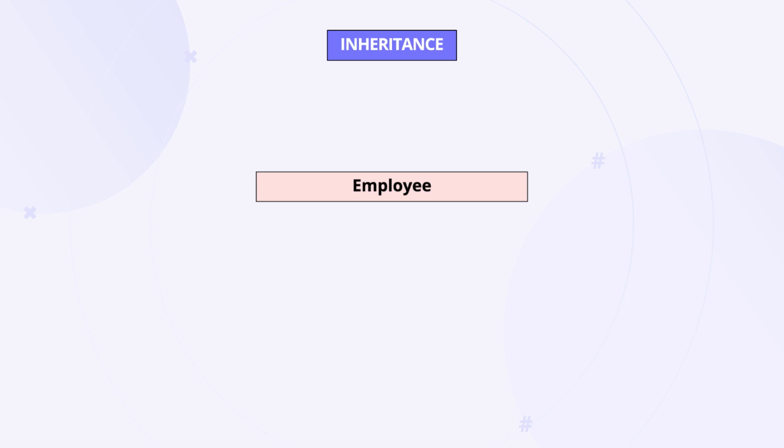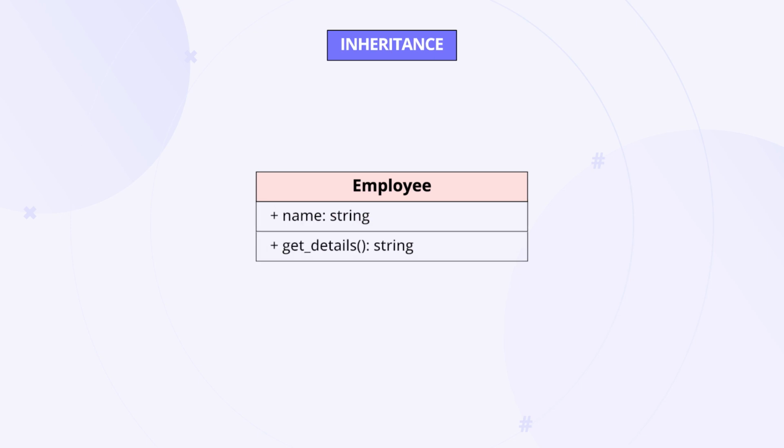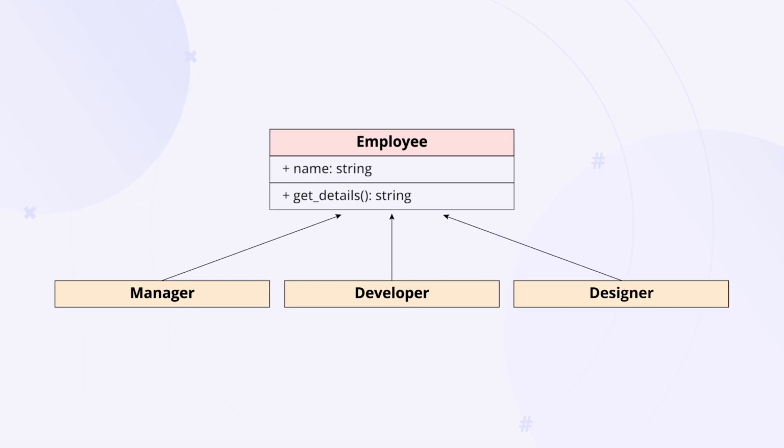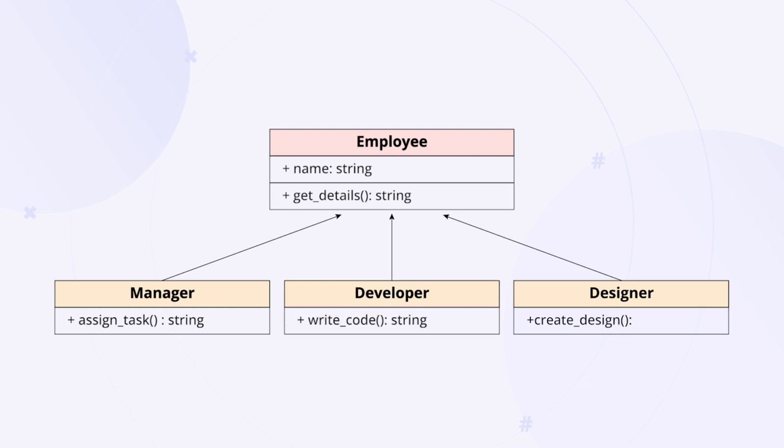Consider the organizational structure of a company. At the top, you have a general employee class, which accounts for every individual at the company. Every employee in the company shares common attributes like name, salary, and employee ID. However, each role within the company, such as manager, developer, and designer, has specific responsibilities and behaviors. For instance, the manager class might have a method assignTasks, the developer class might have a method writeCode, and the designer class might have a method createDesign.